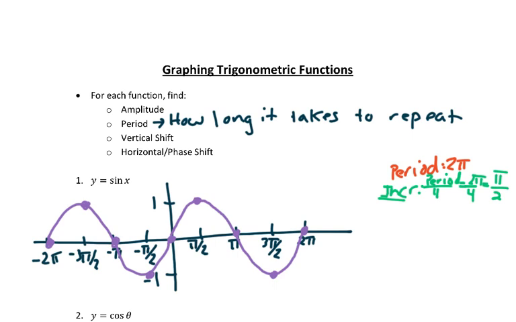So we need to find our amplitude. Our amplitude is how far it comes off the middle. So here our amplitude equals 1. And you can see it comes down 1 as well.